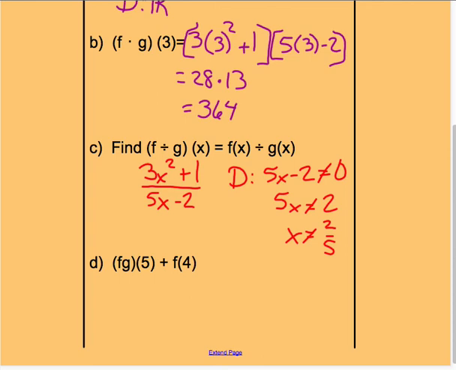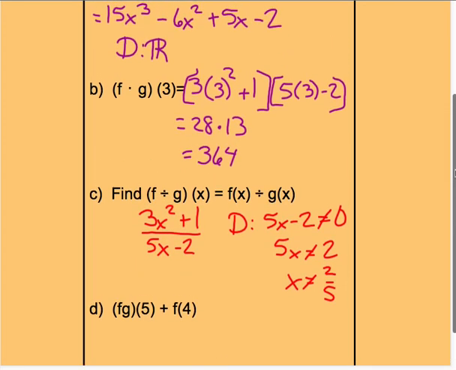This last one is asking us to evaluate f times g at 5 plus f of 4. So we've got our f times g function, or we can substitute it into each of them. Since I did that last time, I'll use my f times g function, which was right up here this time. So substituting 5 everywhere there's an x. So that's the first part, evaluating f times g at 5.